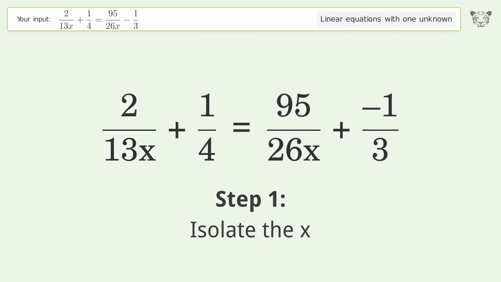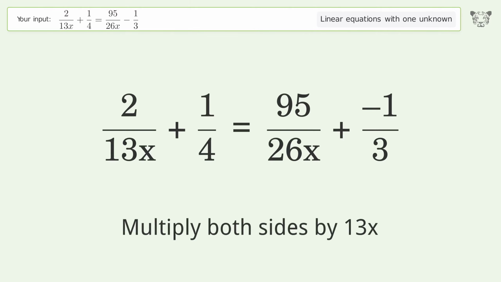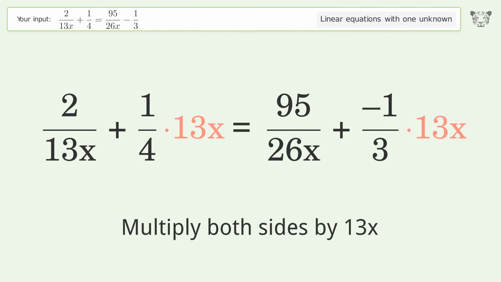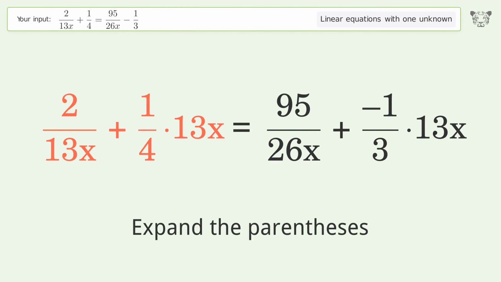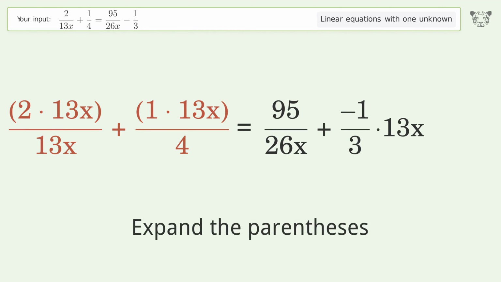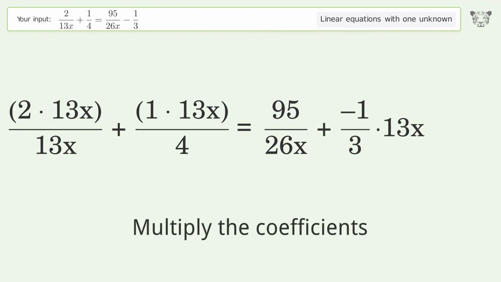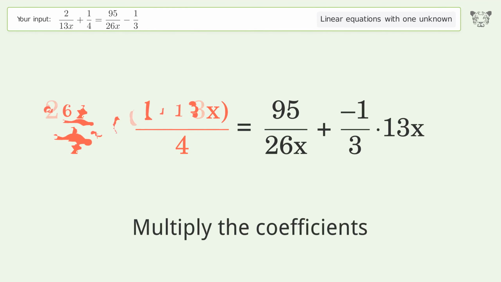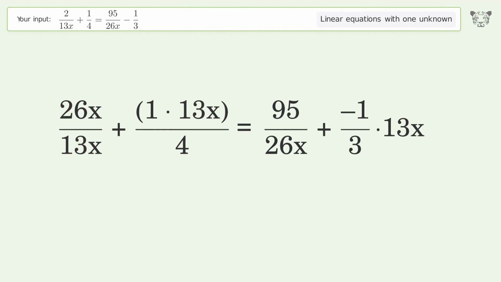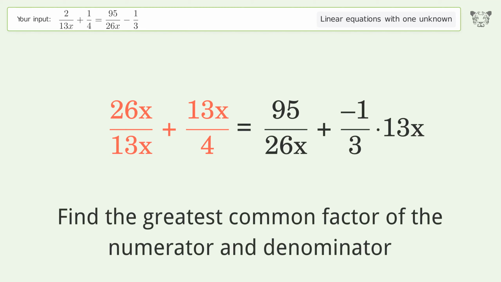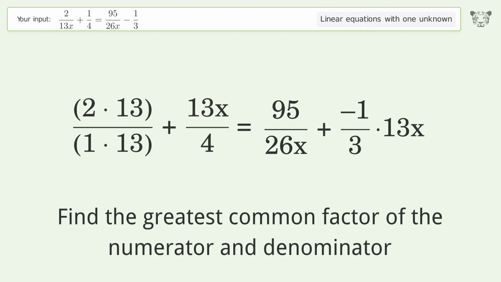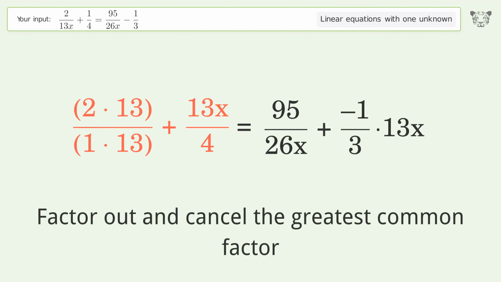Isolate the x. Multiply both sides by 13x. Expand the parentheses. Multiply the coefficients. Find the greatest common factor of the numerator and denominator. Factor out and cancel the greatest common factor.